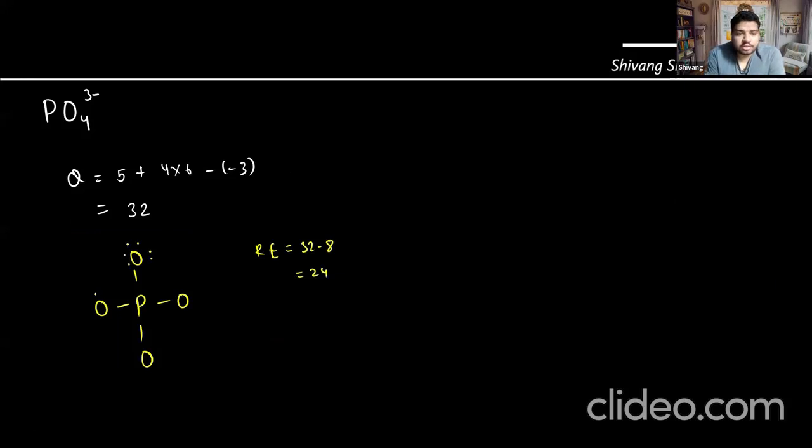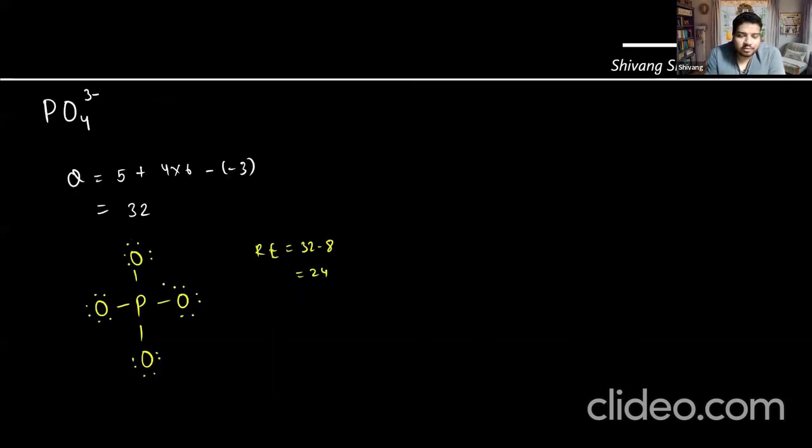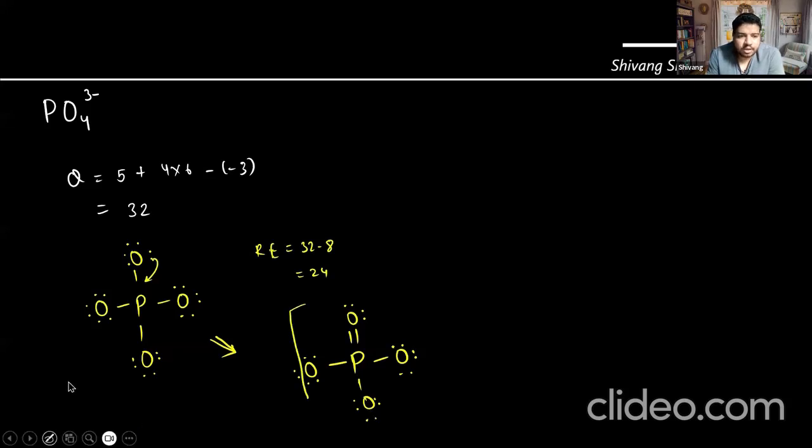1, 2, 3, 4, 5, 6 for each oxygen. All the oxygen atoms are done. But this phosphorus guy can make 5 bonds. Don't forget that, right? And we have to make those 5 bonds. One of those atoms will become a double bond. And now the final structure is P double bond O, with single bonds to the other three O. Why am I sounding like Jadoo? Okay, so overall charge is going to be 3 minus.